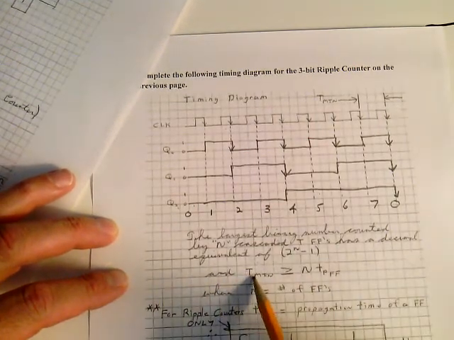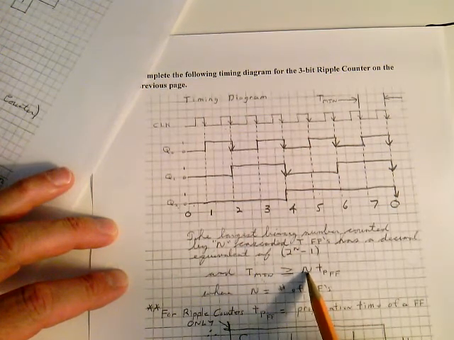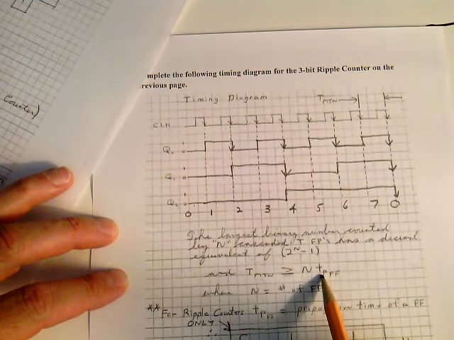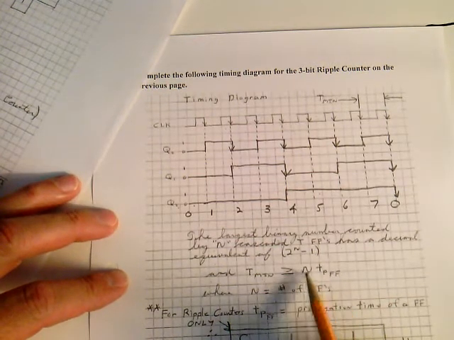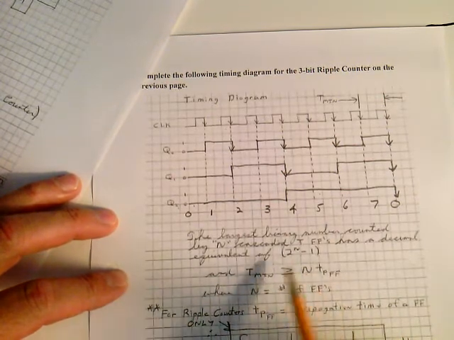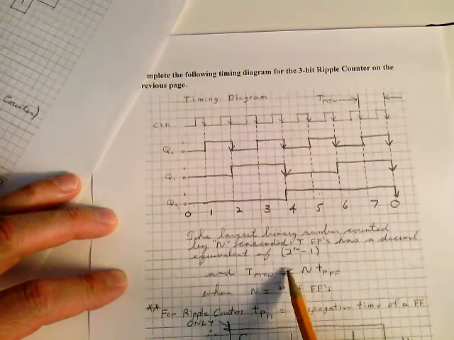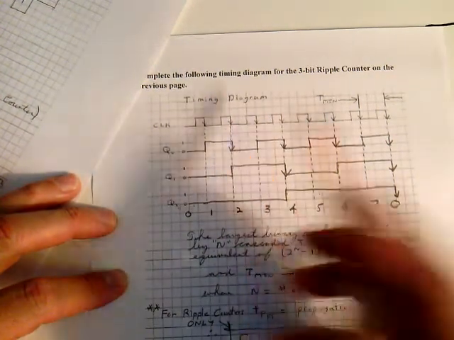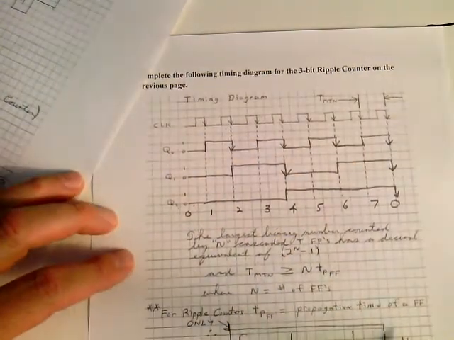And the minimum period of the clock has to be greater than or equal to the number of flip-flops times the propagation time of one flip-flop, where n here is the number of flip-flops. Why is that? If you take a look at this, the minimum period of this clock up here has to be greater than this, or this won't count.